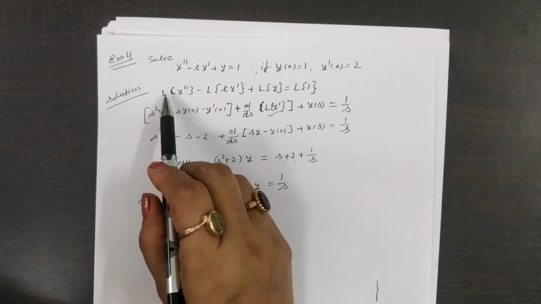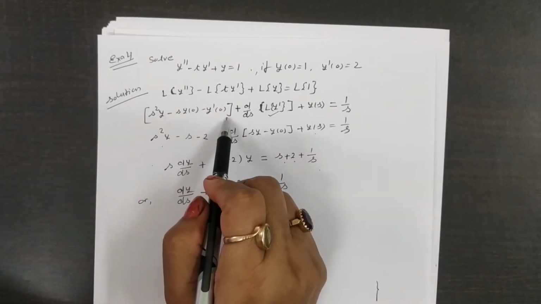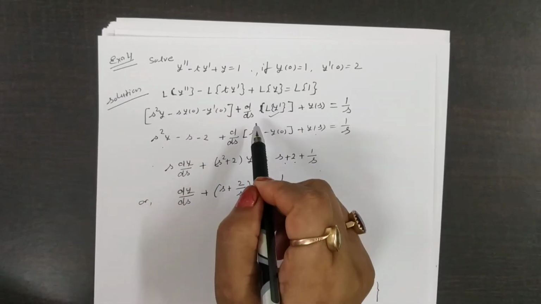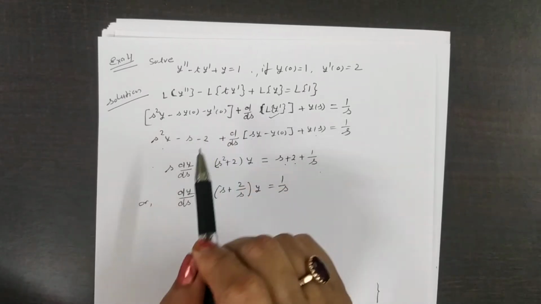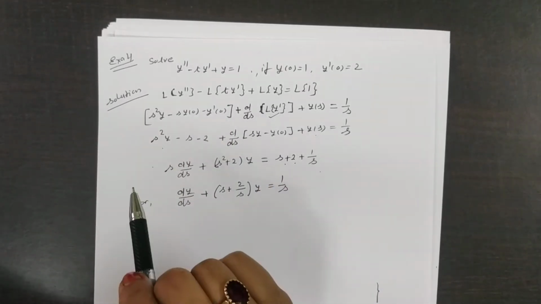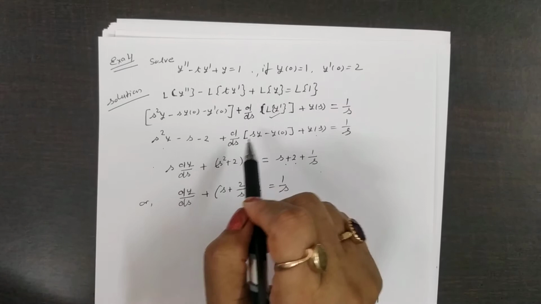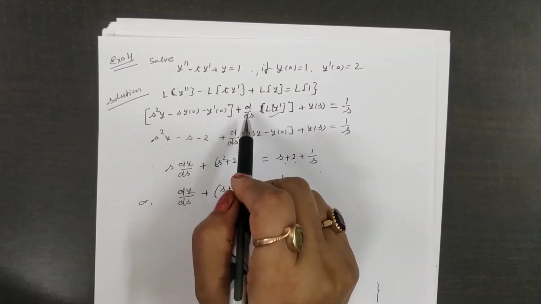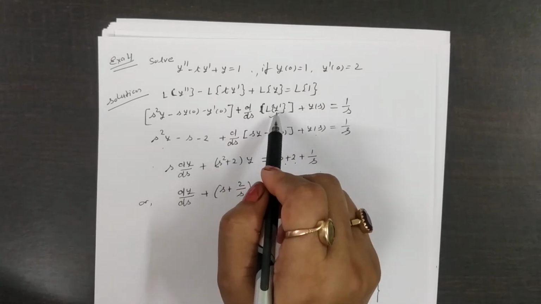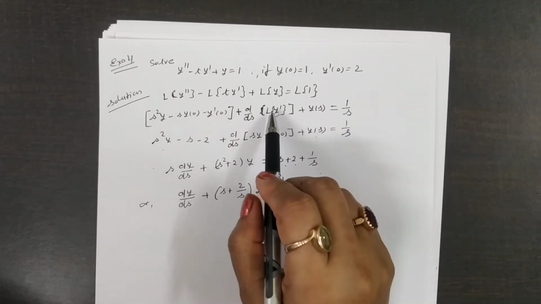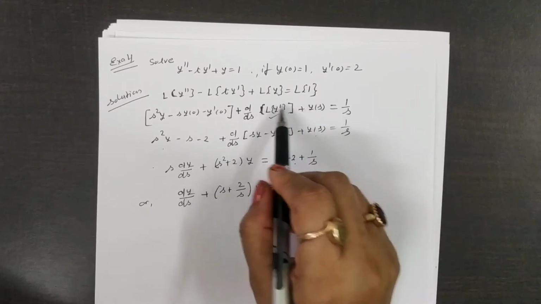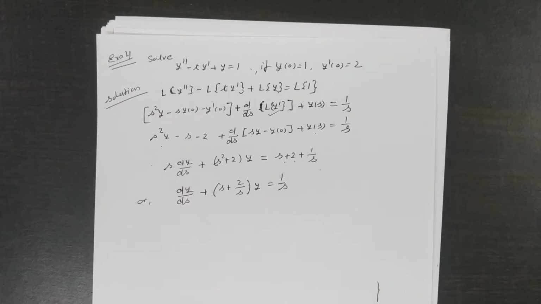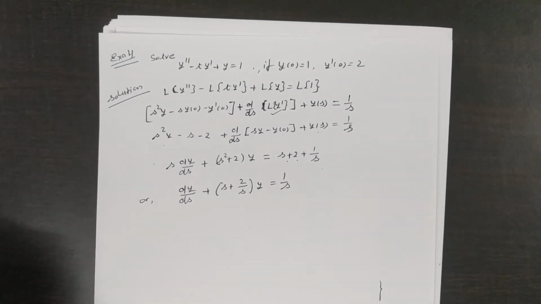Yes, clear? And Laplace of y double dash, you know this one. And Laplace of t, here you take the definition of the derivative. Laplace of t is d by ds, with also a minus 1. So minus 1 is multiplied, which becomes plus, so d by ds of Laplace y dash. And Laplace y is Y, and Laplace of 1, you know the value, is 1 by s. I think the first one is clear.